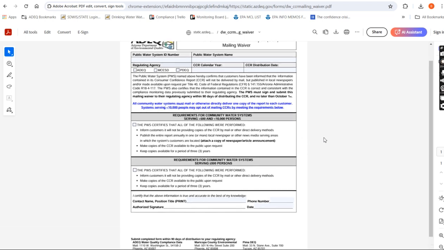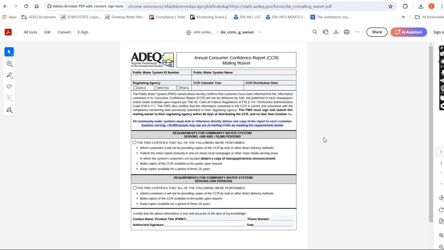In addition, you still have to complete at least one of the good faith efforts required to reach non-bill paying customers. So using social media or posting in local areas, posting the CCR up in public places, something like that.